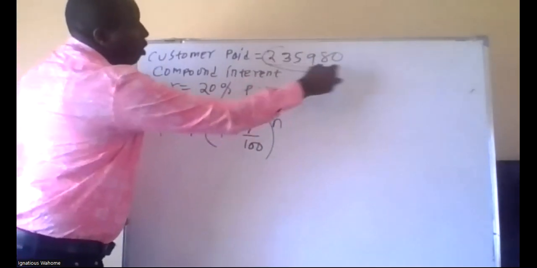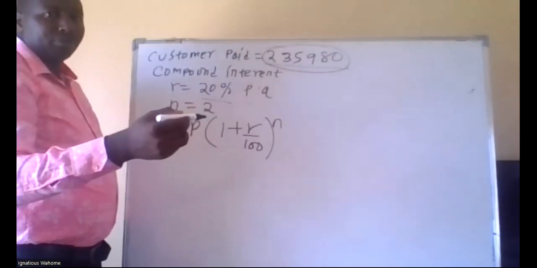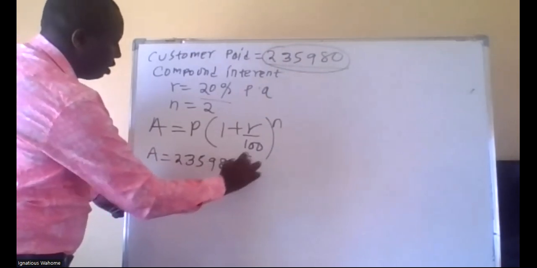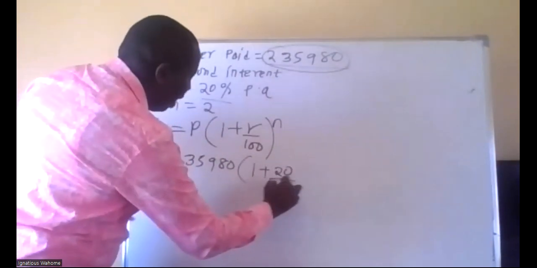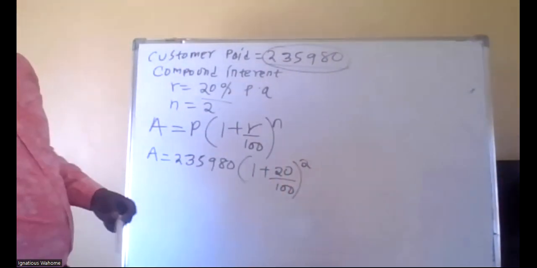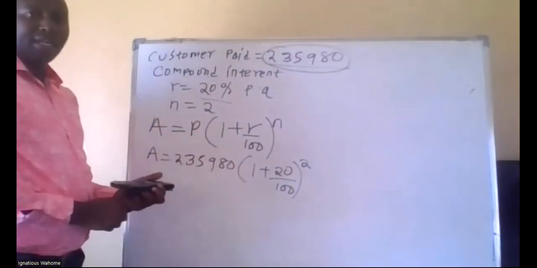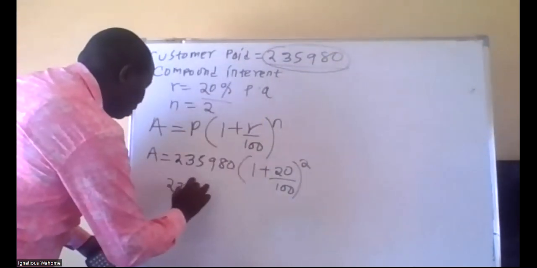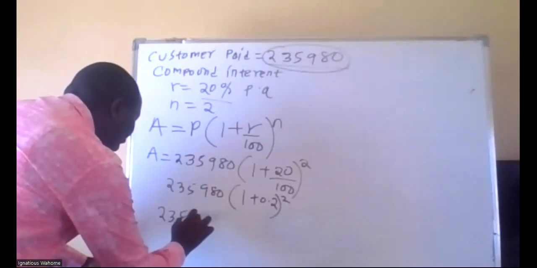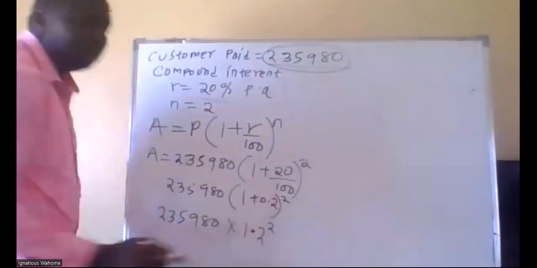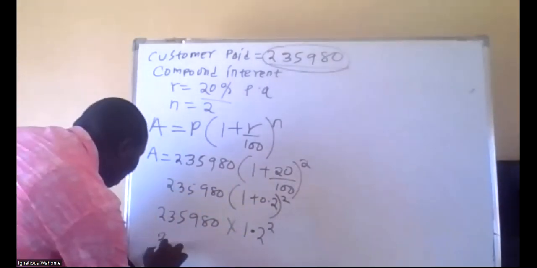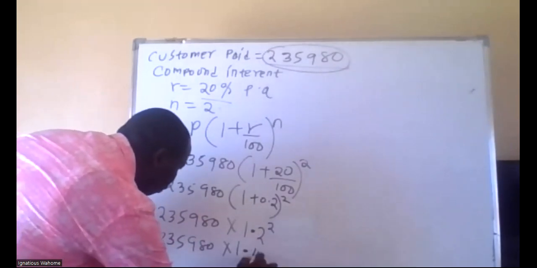We want to find the amount this person paid back to the bank. The money that he borrowed is the principal. Principal is the money borrowed from a bank. So to get the amount he paid back, you take 235,980 as the principal, bracket 1 plus the rate 20 over 100, to the power of N, where N is 2. 20 over 100 is 0.2. So it is 235,980 times 1.2 squared. That becomes 1.44, so you get 235,980 times 1.44.